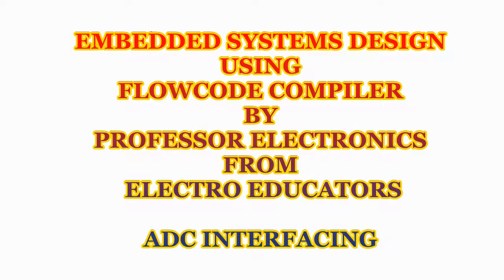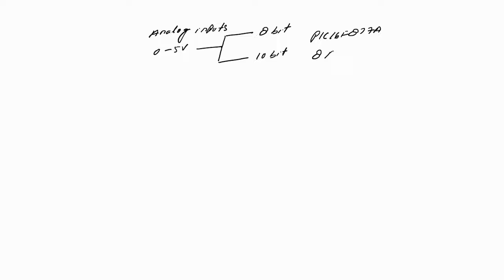In Flowcode programs, we have analog input that can vary from 0 to 5 volt, and we can convert these voltages into two digital formats, that is 8-bit resolution and 10-bit resolution. So the PIC microcontroller, that is PIC 16F877A, has 8 analog inputs.